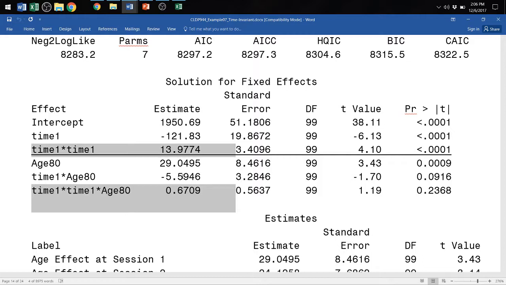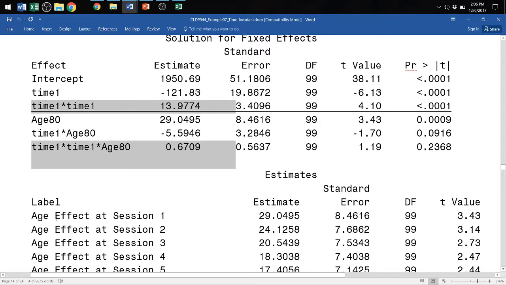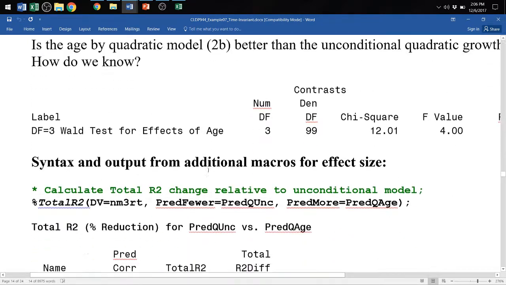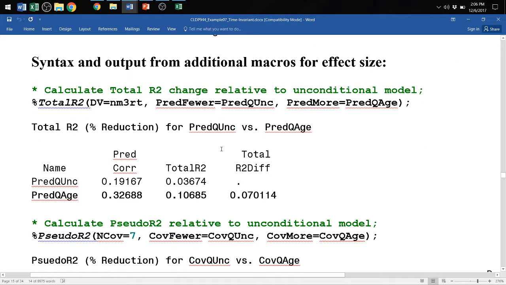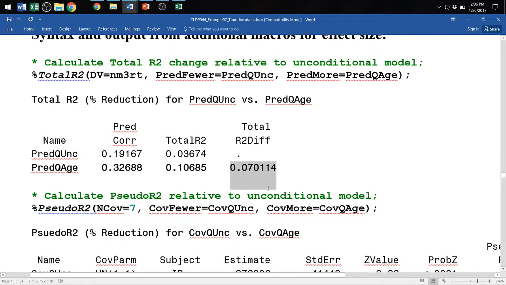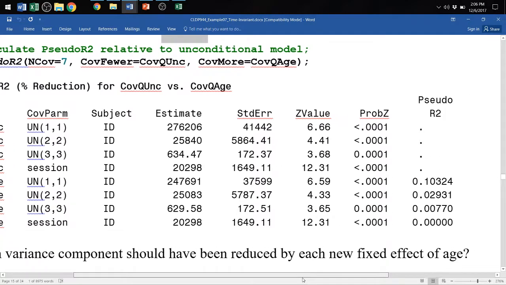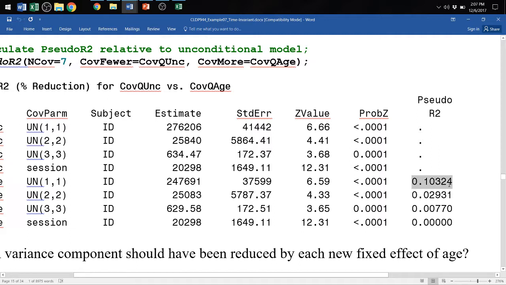However, not significant. Because of age's special status, I am going to leave it in the model, all three effects, to control for age before looking at reasoning. So here's my total R-square for the three effects of age. Here's my pseudo R-square. 10% of the intercept variance, 3% of the linear slope variance, and less than 1% of the quadratic slope variance. So those are my effect sizes that go with each of those significance tests.